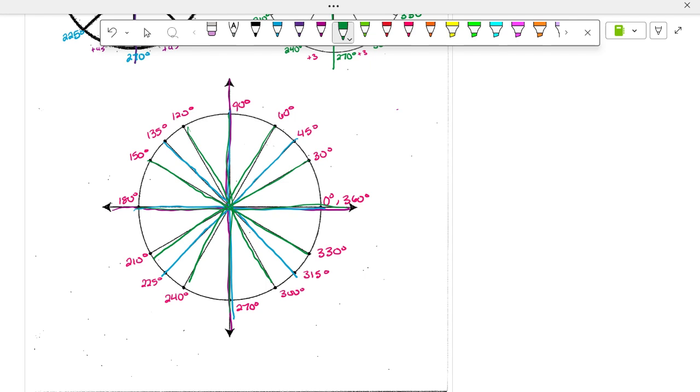Now, does anyone see a pattern of the angle measures? Like anything that we can add? There actually is a pattern. So how do I get from 0 to 30? Add 30. How do I get from 30 to 45? Add 15. How do I get from 45 to 60? Add 15. How do I get from 60 to 90? Add 30. How do I get from 90 to 120? 30. How do I get from 120 to 135? Add 15. This will also be add 15 and then add 30.